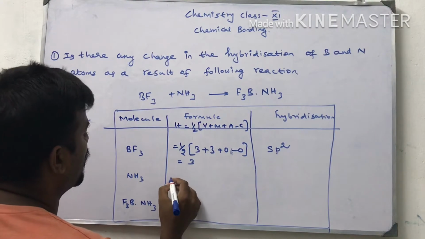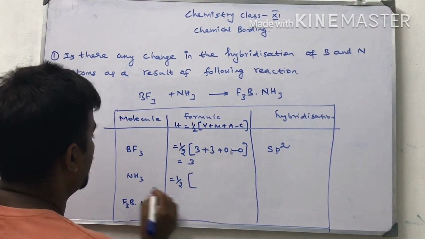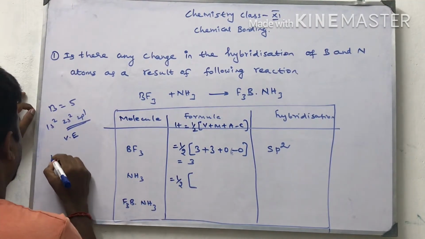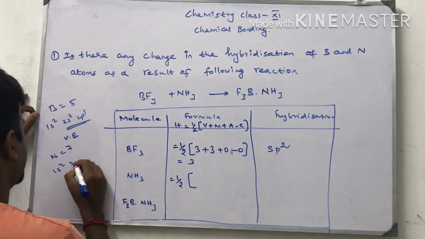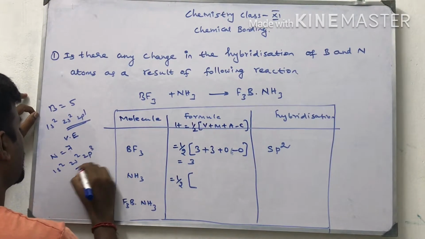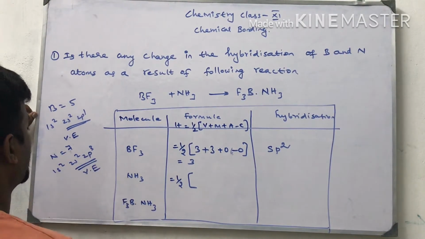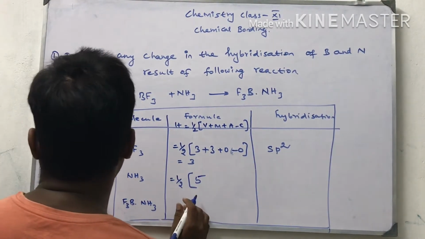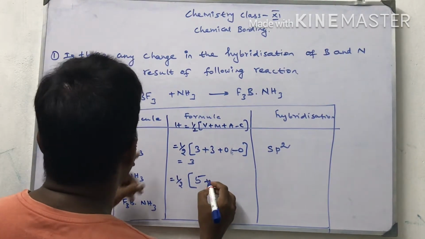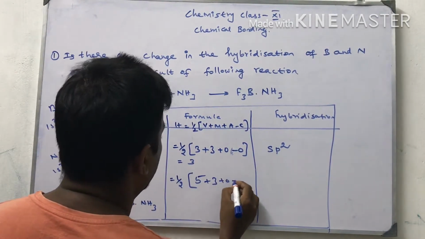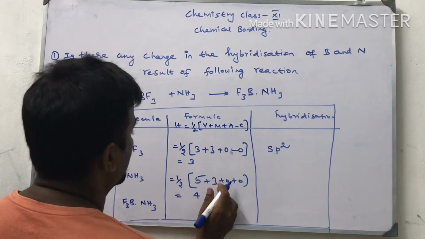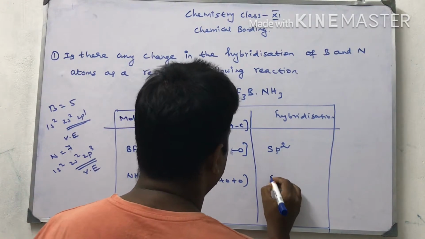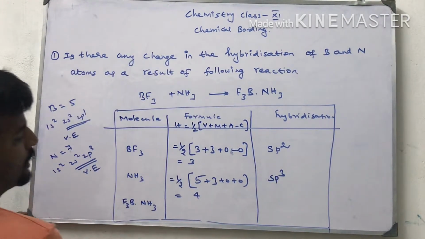We already discussed that 2 means sp, 3 means sp2, 4 means sp3, like that it will come. Ammonia: half into how many valence electrons in nitrogen? Nitrogen atomic number 7, 1s2, 2s2, 2p3. This is the valence electron of nitrogen, so 5. Plus how many surrounding atoms? 3. No cation, no anion. Therefore, it is 8 by 2, which is equal to 4. Therefore, it is sp3 hybridization.